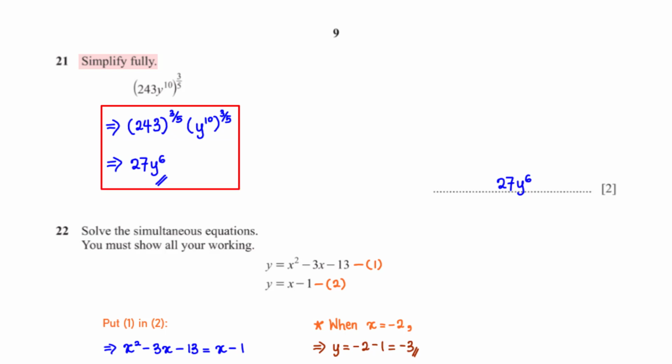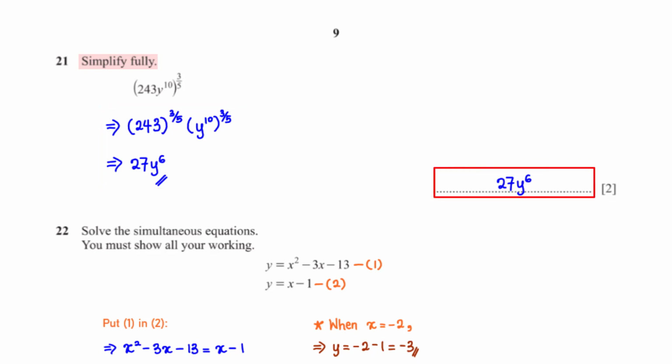The powers of y multiply, so y raised to the power 10 times 3 over 5 gives us y raised to the power 6. And so our final answer is 27y raised to the power 6.